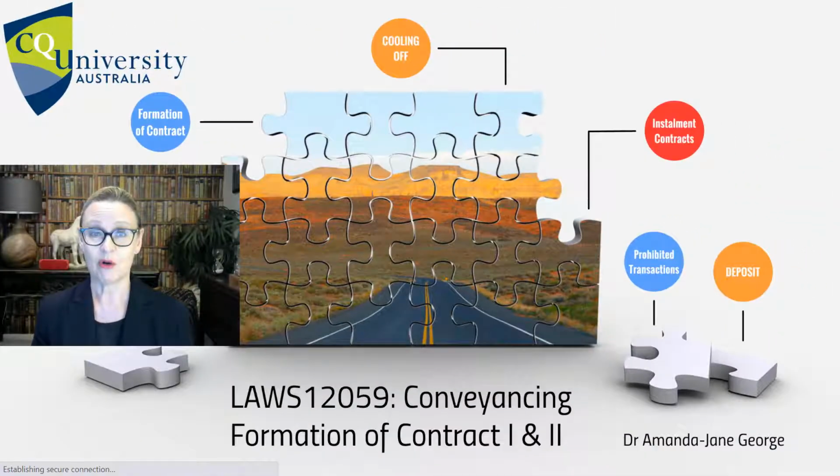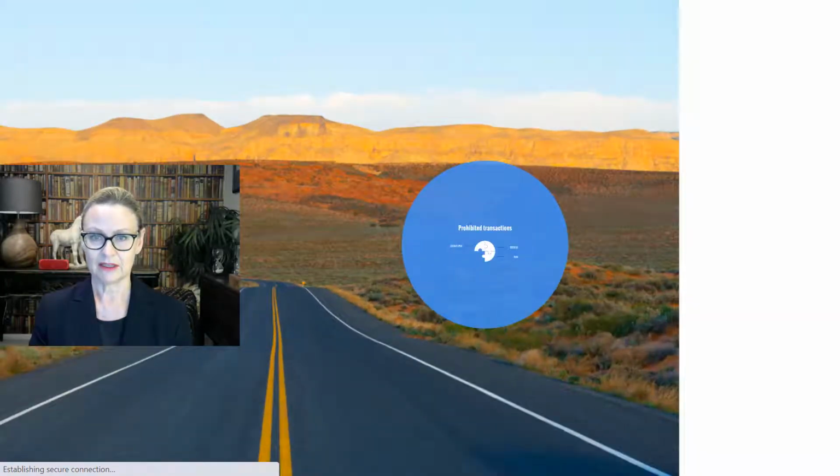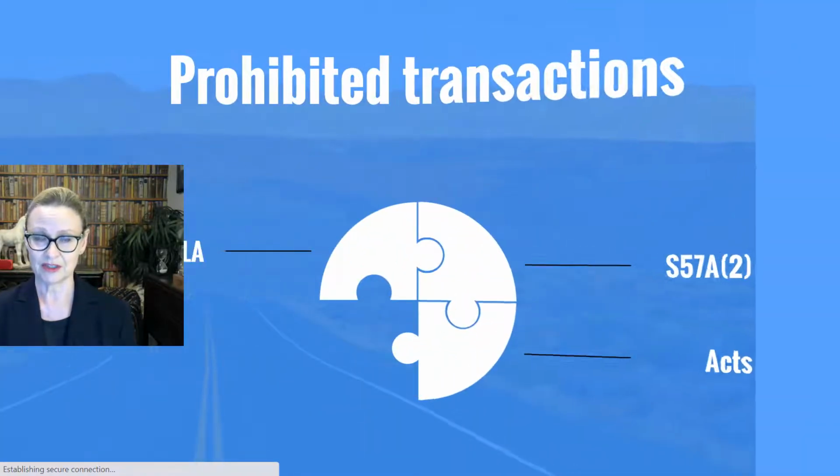This is the final video in the video series for formation of contract, and we're finishing off module 2. In the last video we had a little look at installment contracts, and in this video we will have a look at prohibited transactions and just briefly touch on the deposit. So without further ado, let's look at prohibited transactions.